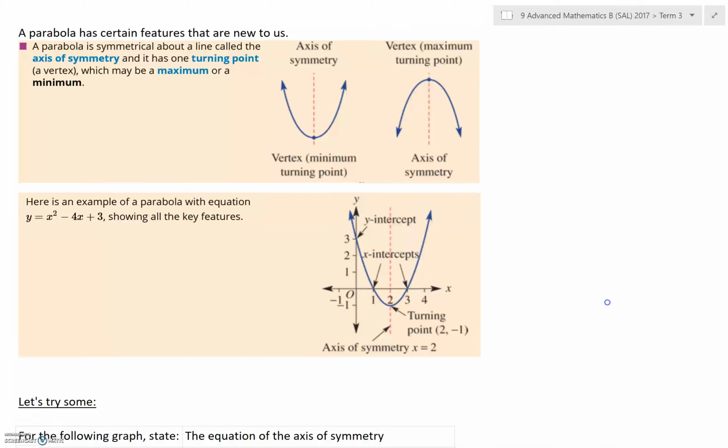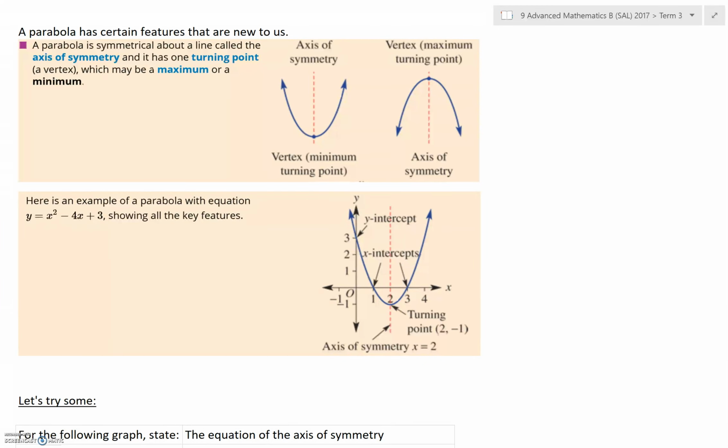There are some things we need to learn about a parabola and some certain features that we need to be able to talk about. So let's have a look at them now. A parabola is symmetrical. It's a curved graph. It's symmetrical about a line that's called the axis of symmetry. You can see it's actually in the center of the curve. It has one turning point, so that's where the graph changes direction, and that can either be a maximum, which is at the top, or a minimum, which is at the bottom. But there's only ever one turning point.